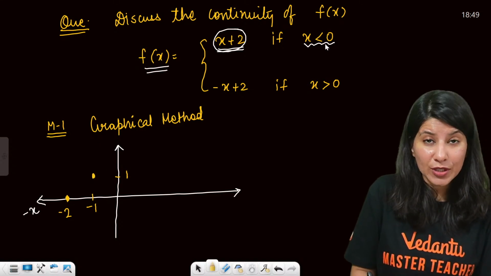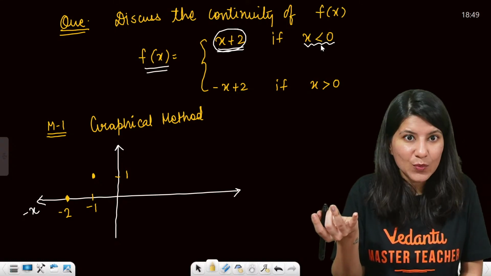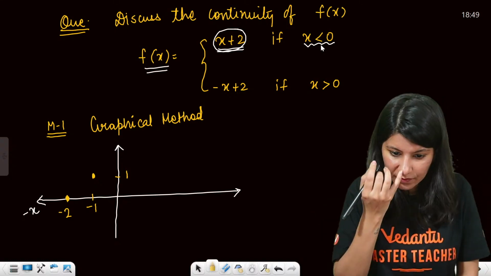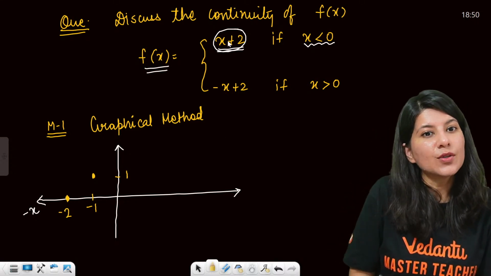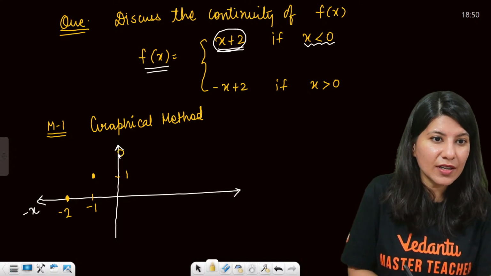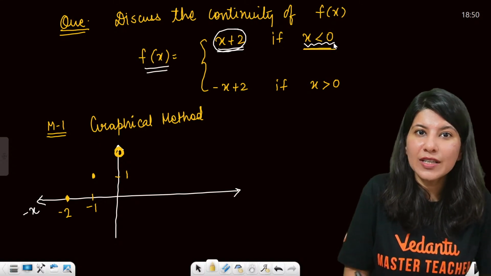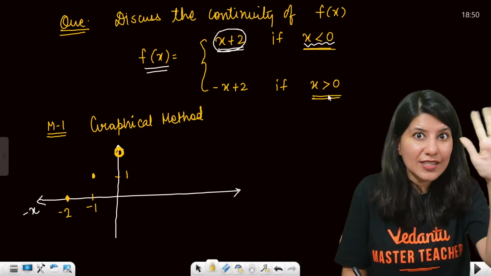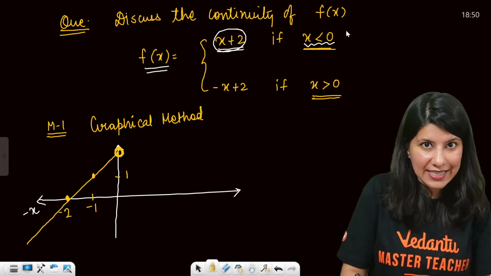Putting 0 is not at all allowed. Can you see? Putting 0 is not allowed. Even if you put 0 here, you will get 2. So this is your graph. Because at x equals to 0, can you see here also there is no equality, here also there is no equality. That's why your graph will look like this on the left hand side, x less than 0.